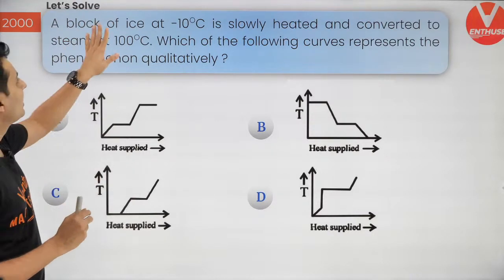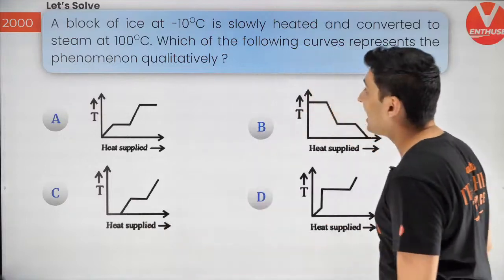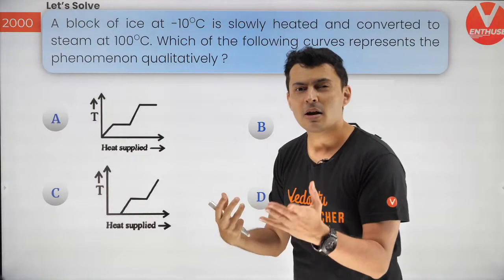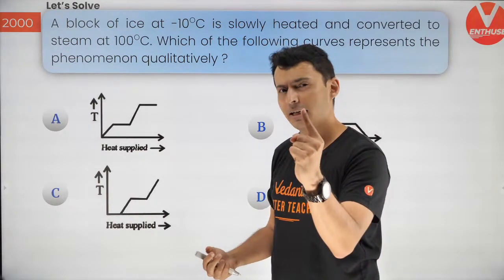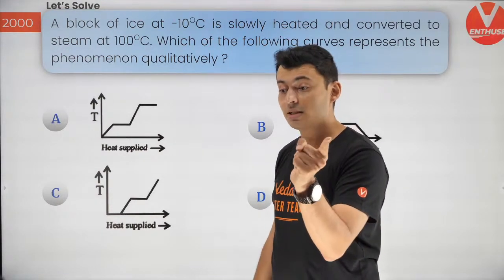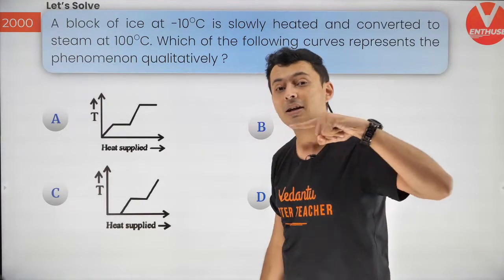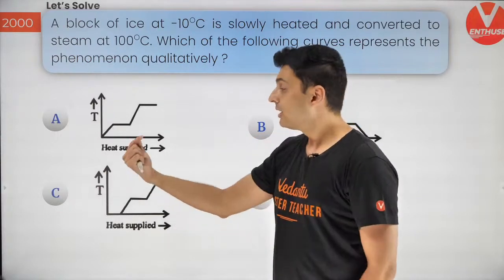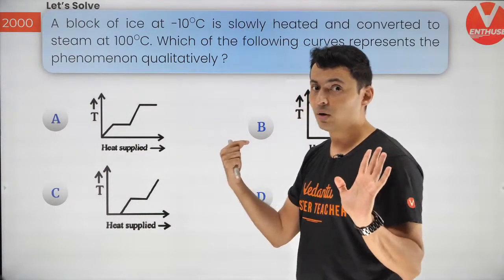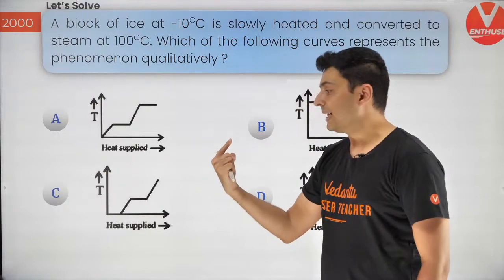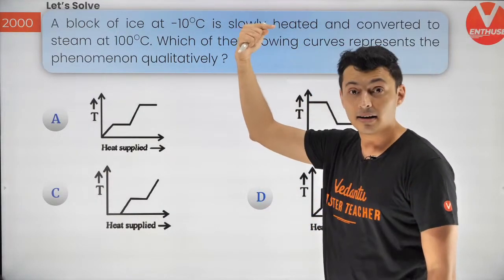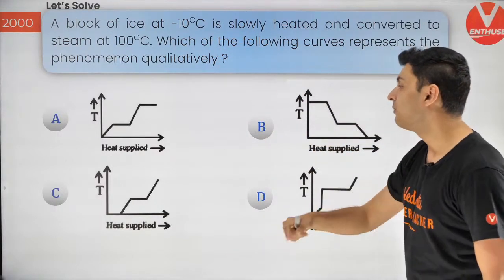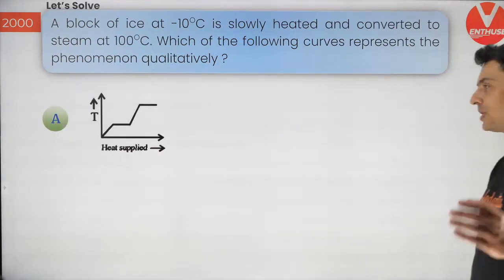Okay, I'll tell you what. It's ice, right? At minus 10 degrees Celsius. First, when you heat it, what will happen? Temperature will rise. But when it converts from ice to water, what will happen? Temperature will remain constant till it completely converts into water. And then the water will get heated till it boils at 100. And in that boiling process, temperature will remain constant. There is only one graph like that, and that is option A.